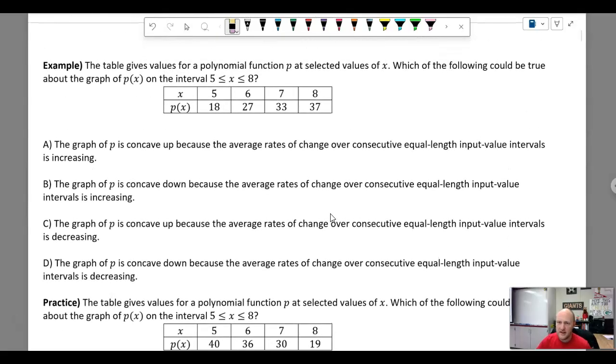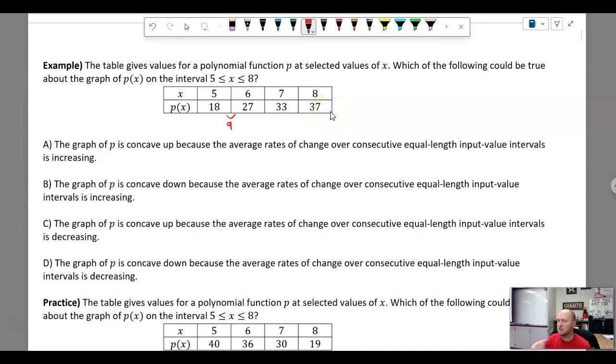We are told that the table gives values for a polynomial function p at selected values of x. Which of the following could be true about the graph of p of x on the interval 5 to 8? Notice our options are saying the graph of p is concave up or concave down because of the average rates of change. So let's analyze the average rate of change. Notice that my outputs are increasing, so my average rate of change is positive. I know that this is going to be an increasing function.